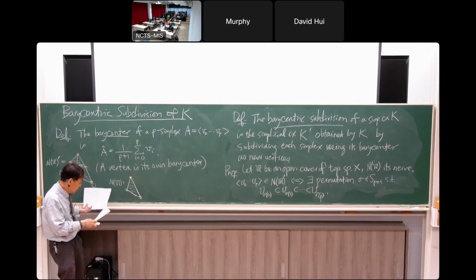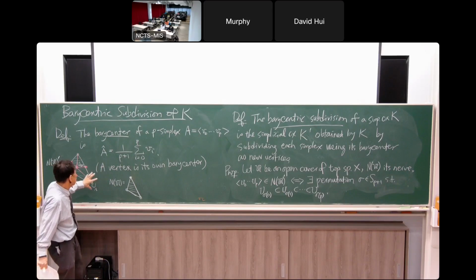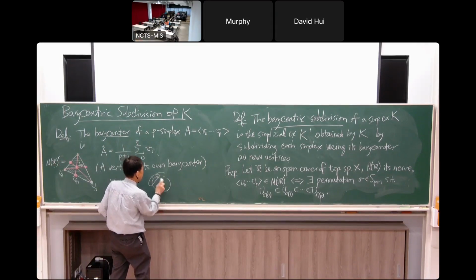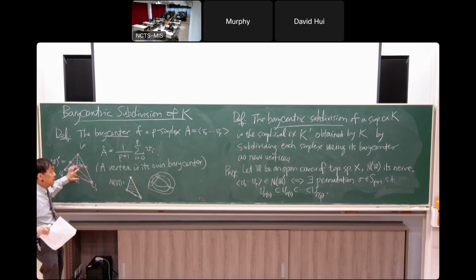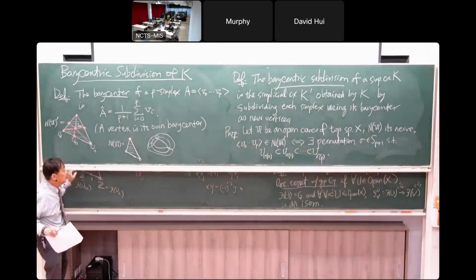And now a pre-sheaf on an open cover is simply an assignment of a group to each vertex of the barycentric subdivision of the nerve.